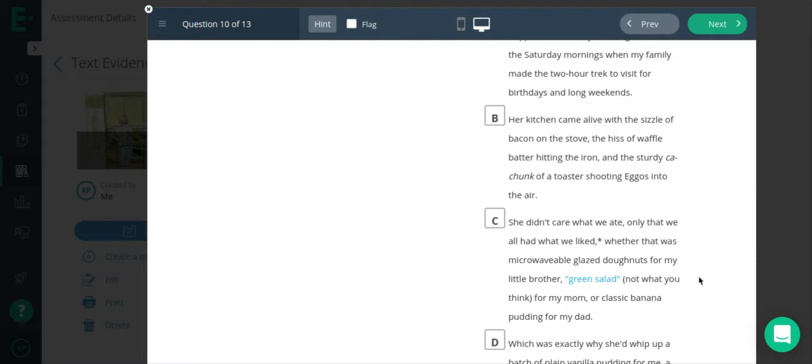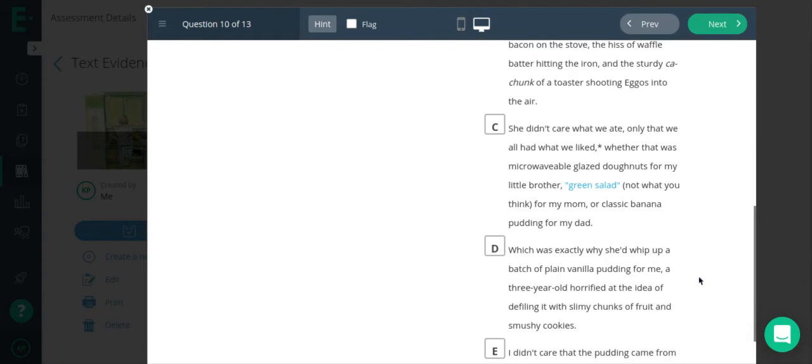So let's move on. "She didn't care what we ate, only that we all had what we liked, whether that was microwavable glazed donuts for my little brother, green salad, not eating for my mom, or classic banana pudding for my dad." Okay, well, this kind of shows me a goal here. She wanted to give people something that they liked. So I actually think that's a good piece of text evidence, and I'm going to mark it here.